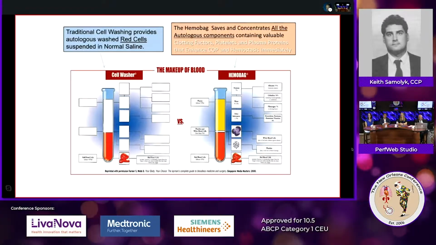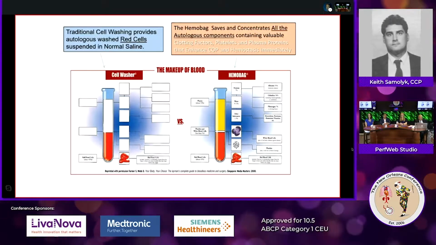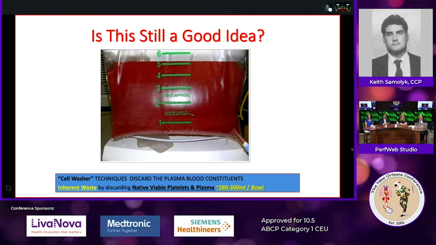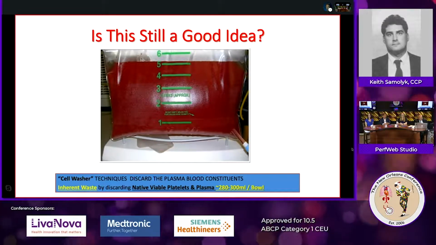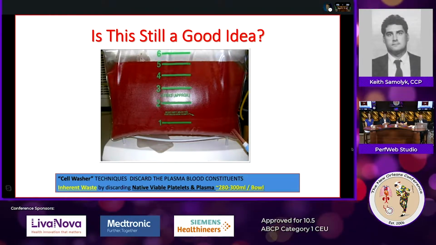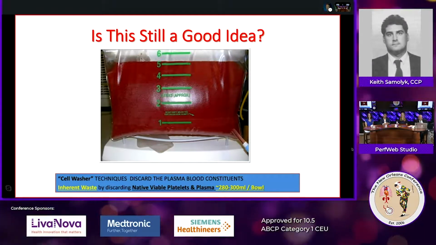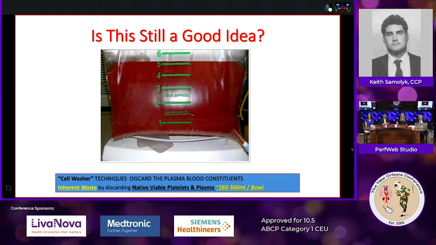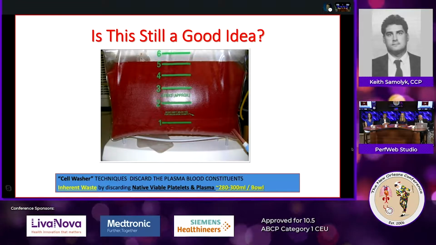And again, on the left, you're saving red cells. On the right, you're saving everything. Is this still a good idea? Cell washers tend to throw out about 280 to 300 mLs per bowl of plasma. Those are the Baylor and the Latham bowl technologies. The CATS is a different story.